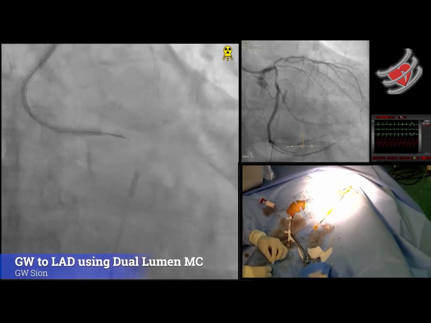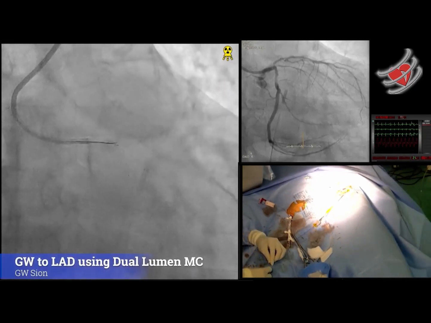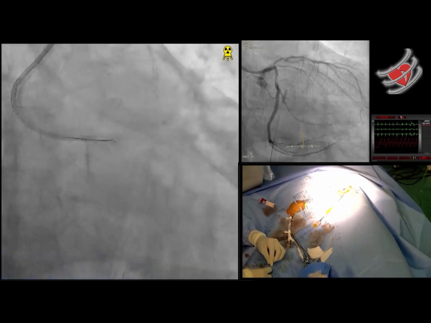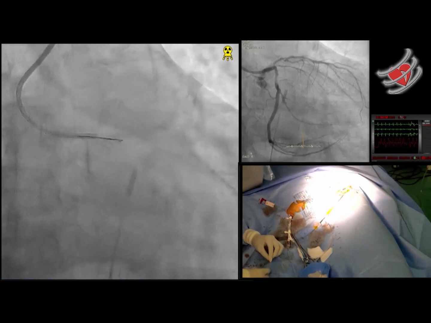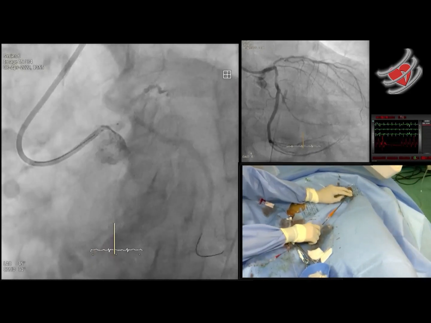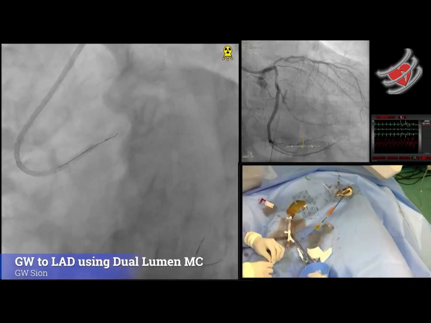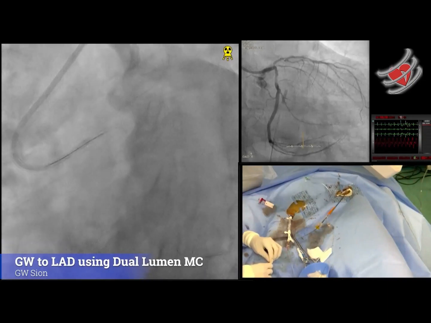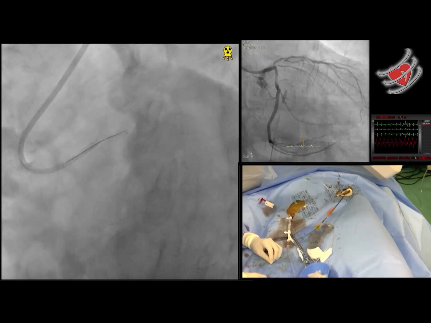So this is a Sion wire. After several attempts, it was actually very difficult to get across the lesion because it's very tight on the ostial LAD. But with the dual lumen catheter, the Sion wire could cross eventually. But as you can see here, it's very difficult at the first attempt.